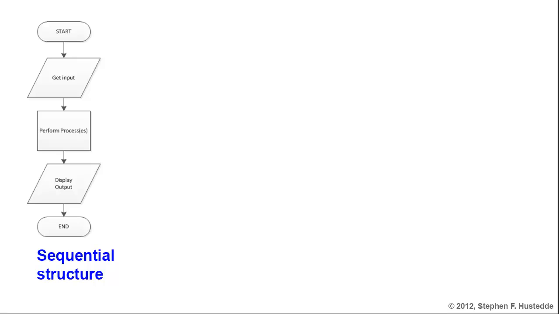Thus far, all of our programming projects have been sequential in their structure. And we've primarily followed a pattern of getting input, performing some process on that input, and then displaying the output. It might be a simple calculator. We're getting two numbers from the user and performing a mathematical operation such as multiplication and displaying that output.